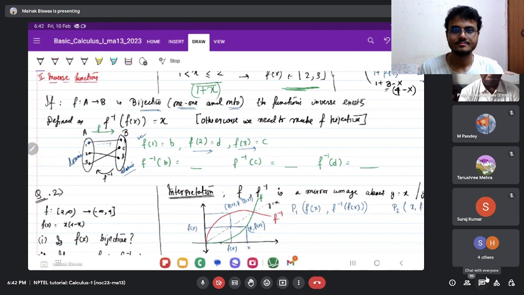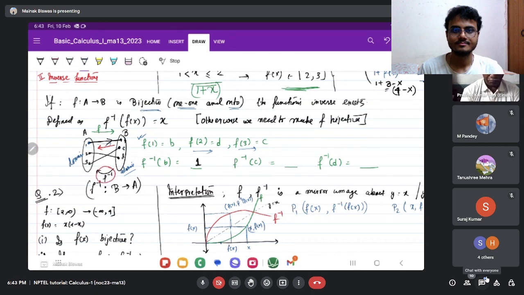Can someone tell me what is F inverse of B? F is the mapping from A to B, so F inverse will map from B to A. This is very intuitive. You just take the reverse path that you took to get from A to B. This is 1. So if this is F, this is F inverse.